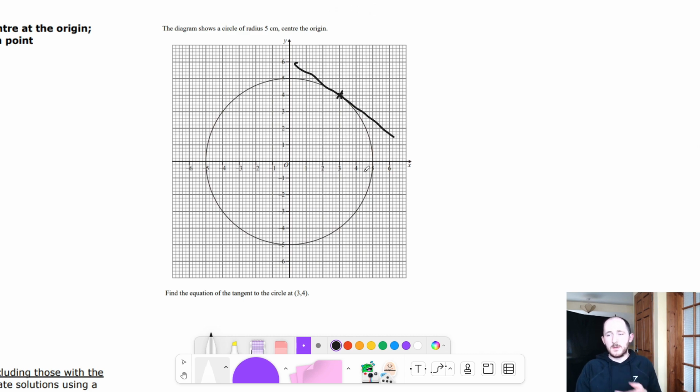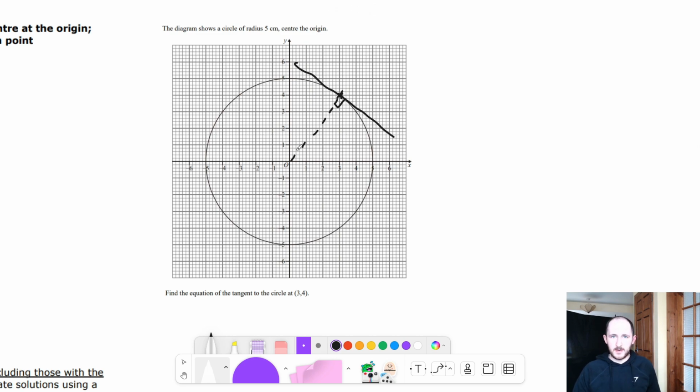It might look something like this. What you do is work out the gradient and then the points. Good thing is my bad diagram doesn't actually matter, because we're going to use a circle theorem to help us. This is the radius, and it tells me the radius is equal to 5, which doesn't really matter. But the radius and the tangent are always perpendicular to each other.